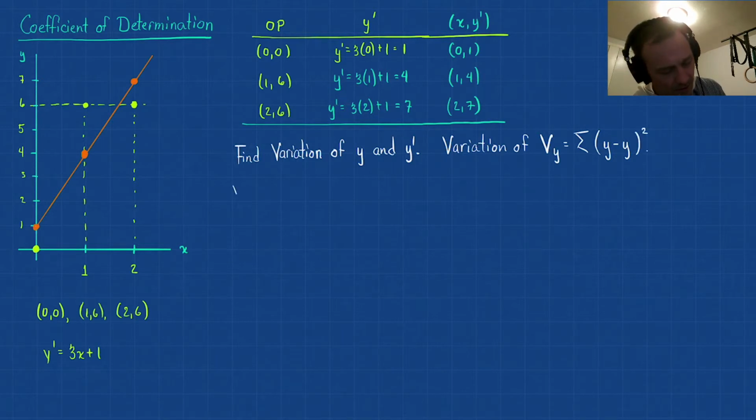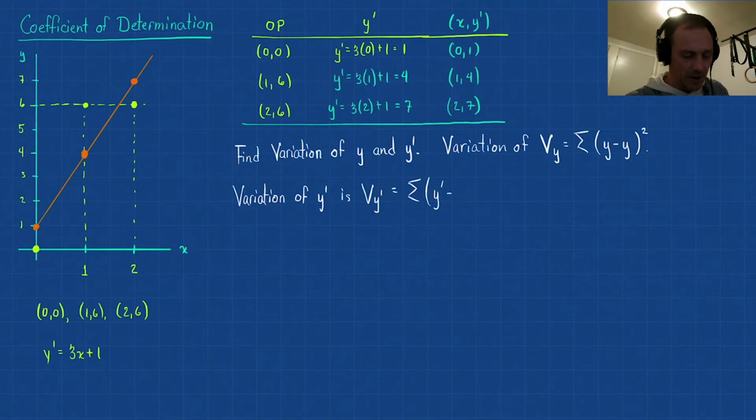And the variation of y primes is V sub y prime. So that's going to be the sum of the y primes minus the mean, oops, I forgot my mean sign on the first one, squared. Okay, so what's the first thing we need? First thing we need, obviously, is the mean. So let's calculate y bar.